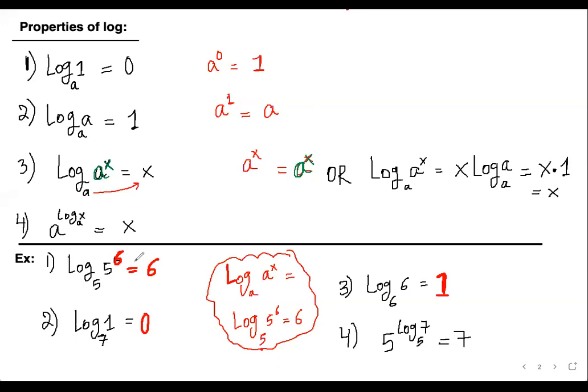You are asking about this one? This is correct. We can put the 6 in front, and logarithm 5 to the base 5 is 1, so we multiply 6 by 1. Correct.